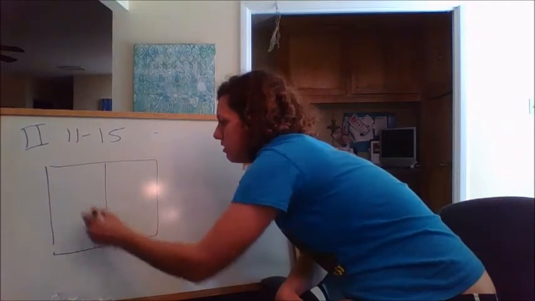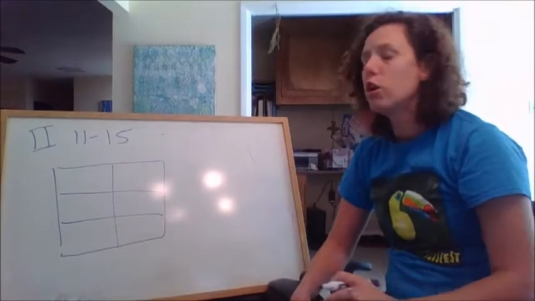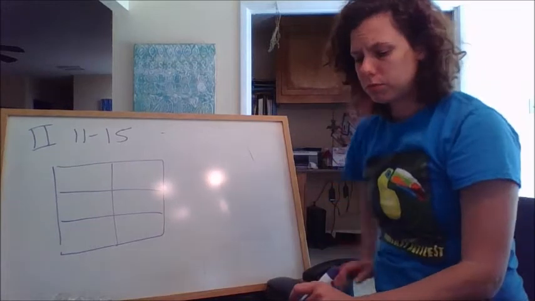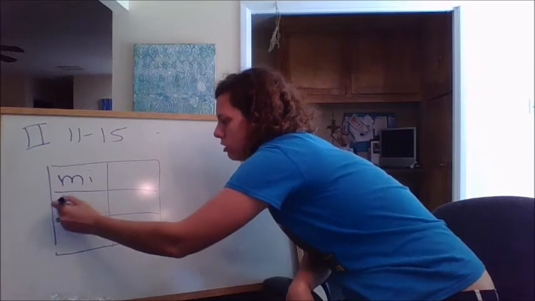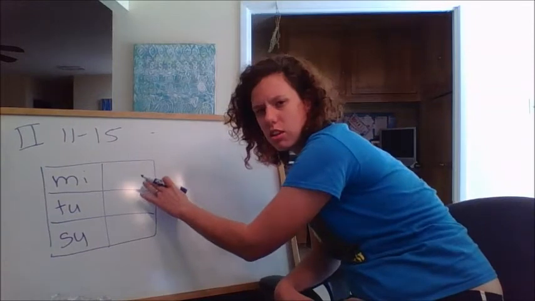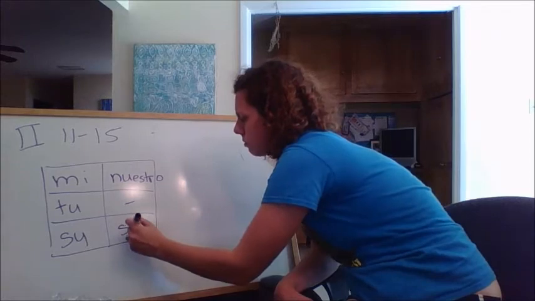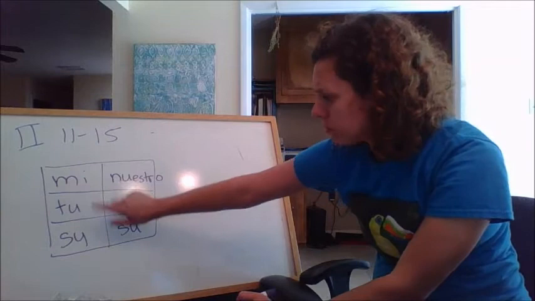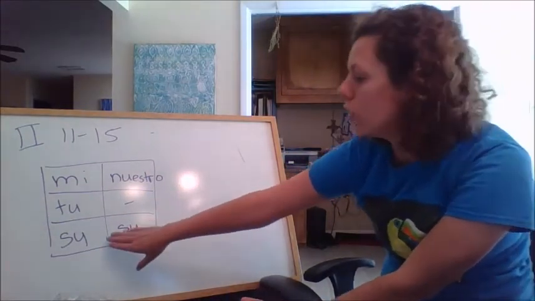remember that our possessive means that someone is possessing or showing possession of something. So it's like my, your, his, her, our, y'all's. So my is mi, yours is tu, his, her is su, and I don't think that your book talked about this yet, but there's nothing on the test that's on this side. It's just these three. But remember that su can mean your as well. It means his, her, or yours.